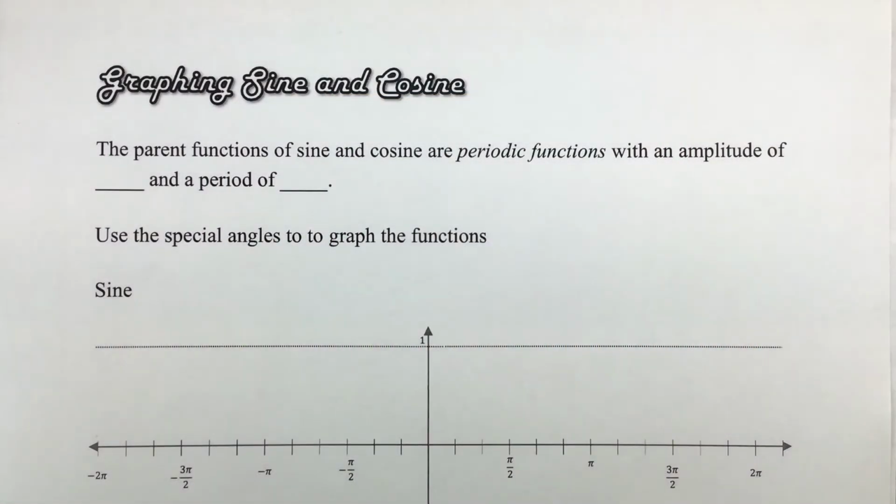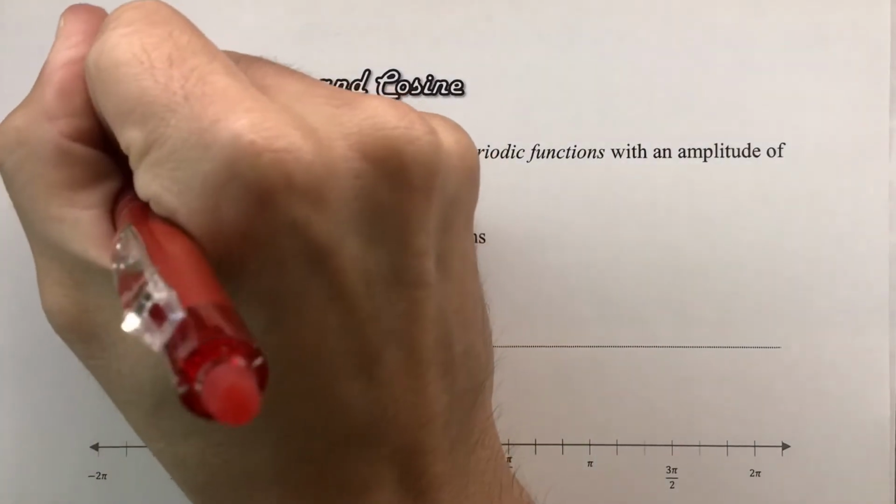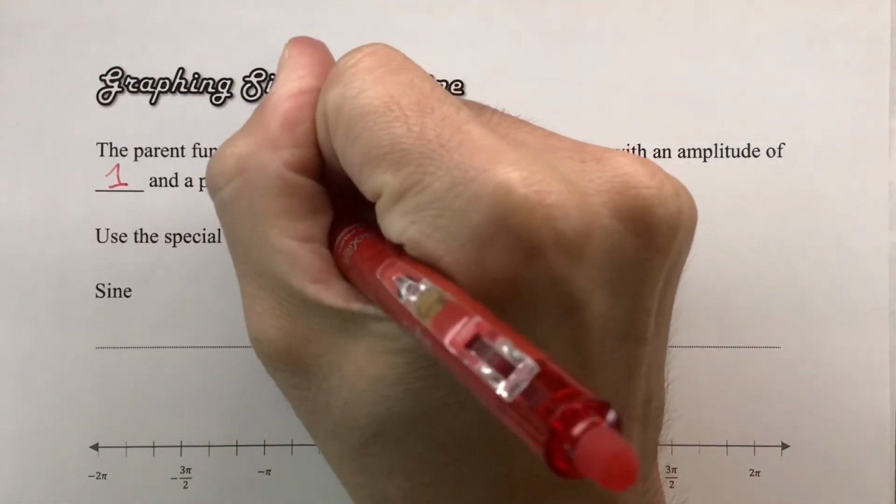Let's take a look at the graphs of sine and cosine when we treat the angle measurements as the input. This will be different than when we looked at the x and the y as being points on a terminal ray and that circular graph that we created. In this case, the angle is the input and the ratio is going to be the output. The parent functions of sine and cosine are periodic functions with an amplitude of 1 and a period of 2 pi.